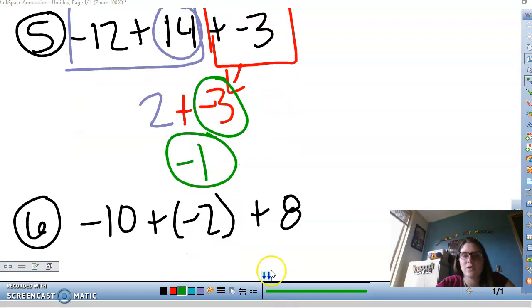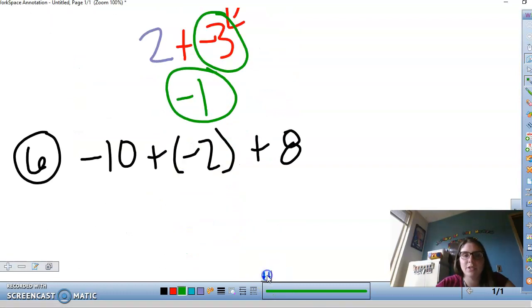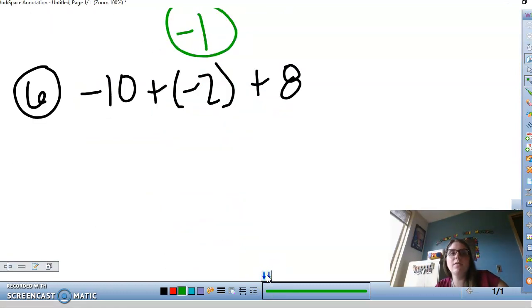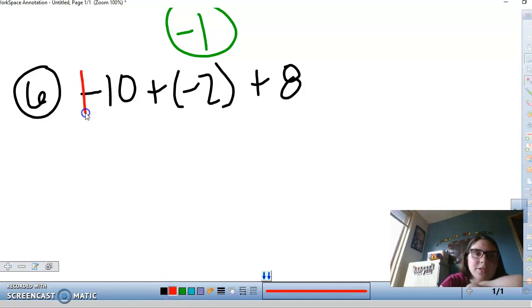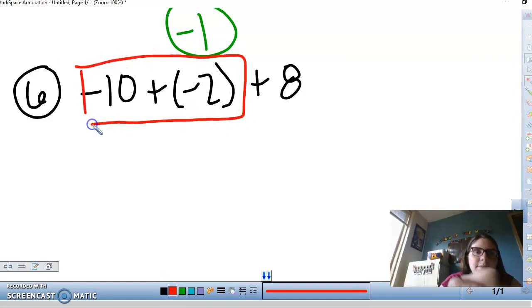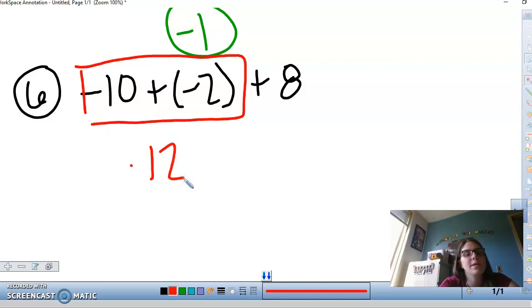All right, go ahead and try this one by yourself. And then once you're done trying it by yourself, go ahead and unpause the video, and then we'll do it together. So we start with the first two terms. So I have -10 plus -2. I can see those are the same sign, so I'm going to add. So 10 plus 2 is 12. And then I have to keep the sign, so since they're both negative, it's going to be a -12.